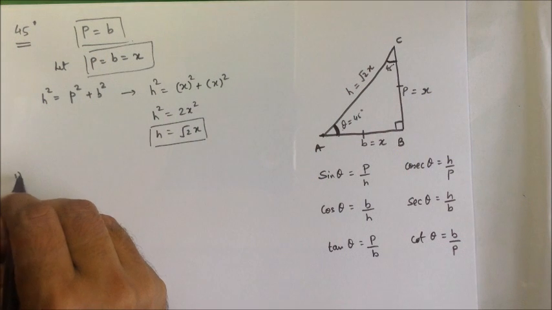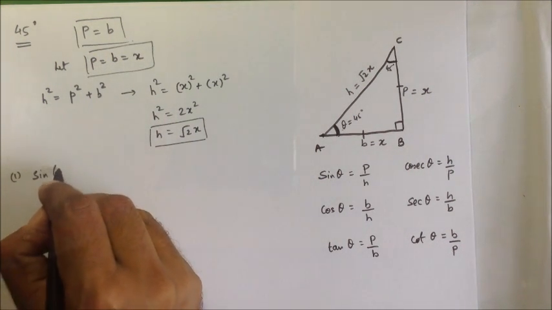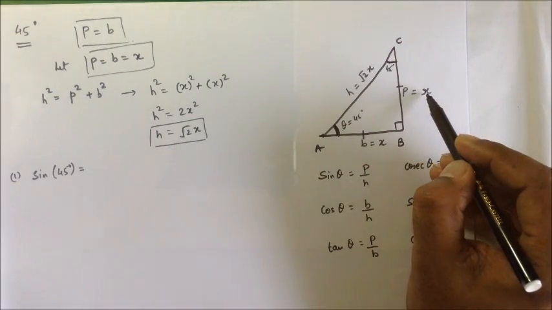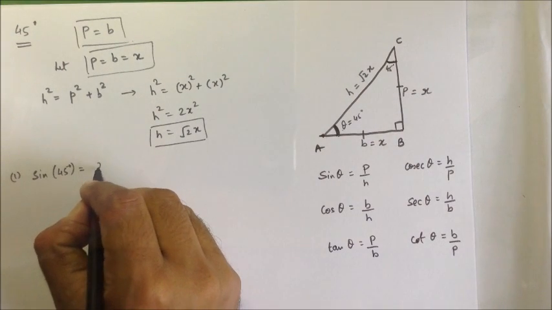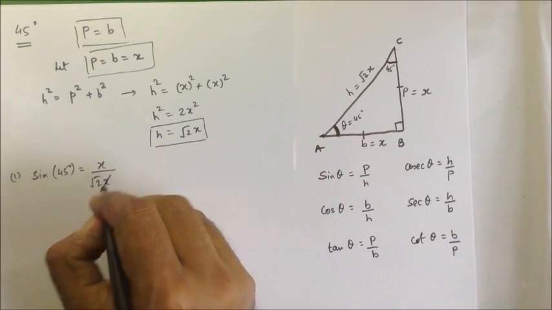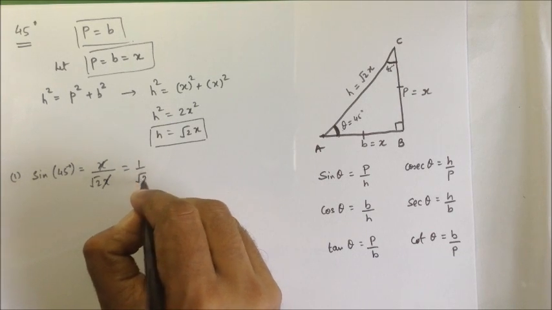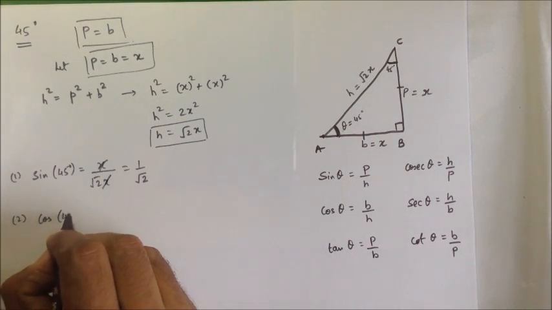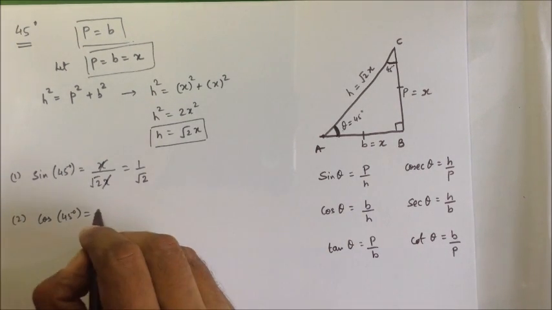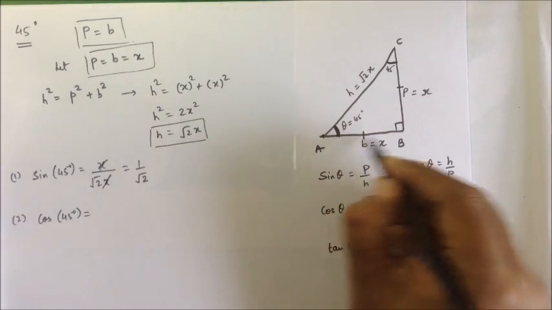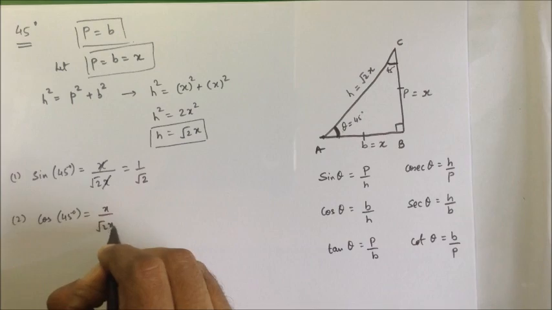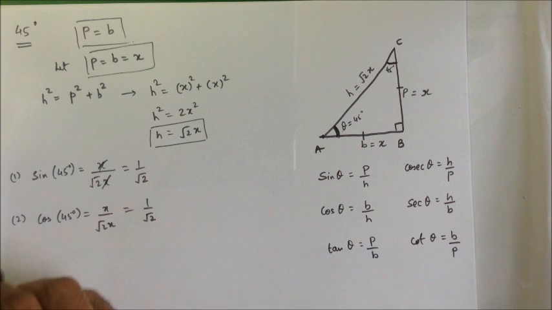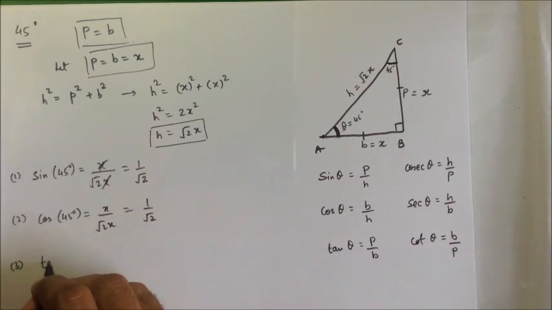I'll one by one find out all the trigonometric ratios. The first would be sine of 45 degree. Now sine is the ratio between perpendicular and hypotenuse. The perpendicular is X and the hypotenuse is root 2 X. This would be X upon root 2 X. This would cancel and the answer would be effectively 1 by root 2. The second would be cos of 45 degree, which is base upon hypotenuse. Now base is X and the hypotenuse is also root 2 X. Hence again this would calculate to 1 by root 2. The third would be tan of 45.